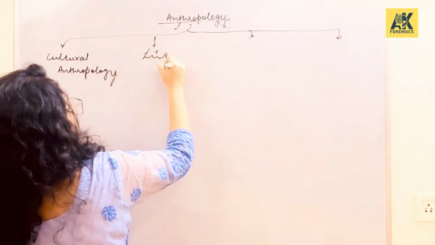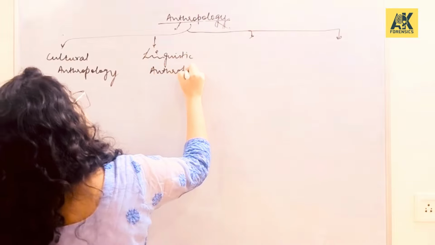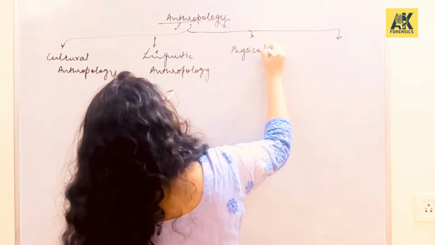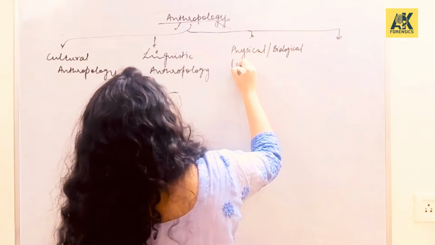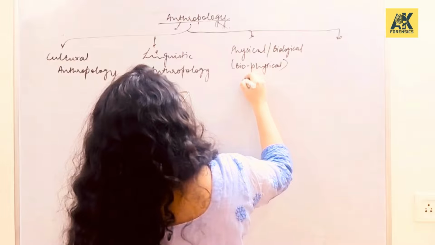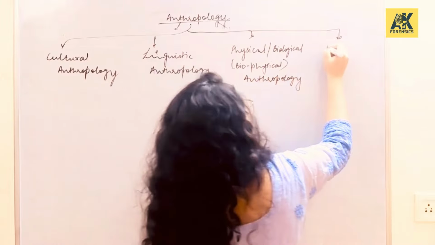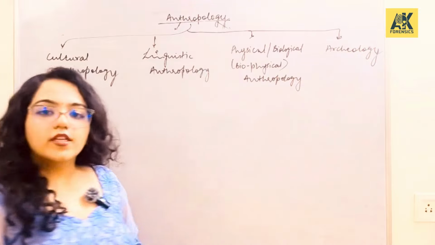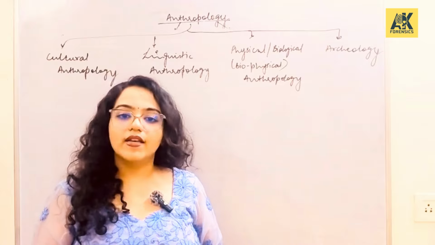Then there is linguistic anthropology. Then there is physical or biological, or some may also call it biophysical anthropology. And then comes archaeology, right? So these 4 branches were divided in order to somehow systematize our learning.